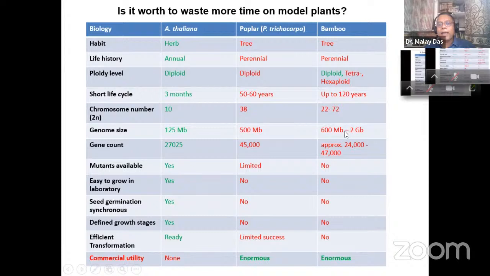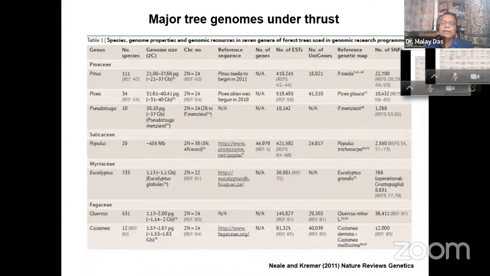The genome can be as big as 2 GB, and the gene number is again variable, from 24 to 47,000. So that already gives you a clue that the biology of bamboo is going to be complicated in terms of doing genetics, and some of the things that we are trying to do. Quite often we are indeed facing problems, but at the end we are getting some rewarding results that I want to share with you today.